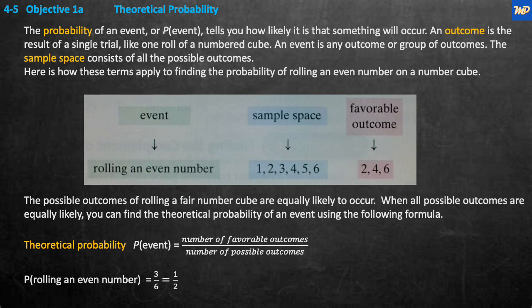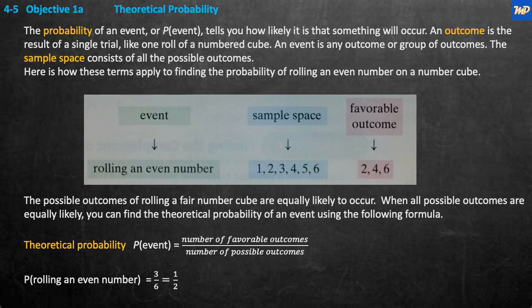But if you have a handful of cubes, say 5 cubes, and you roll them all at once, then it's the group. The event is every one of the numbers on all the cubes that showed up. So that's a group of outcomes. The sample space consists of all the possible outcomes.